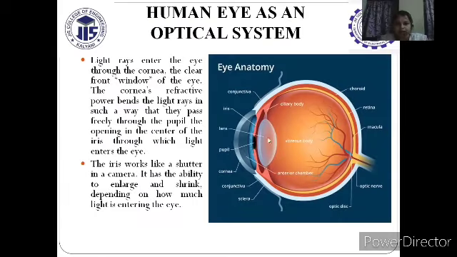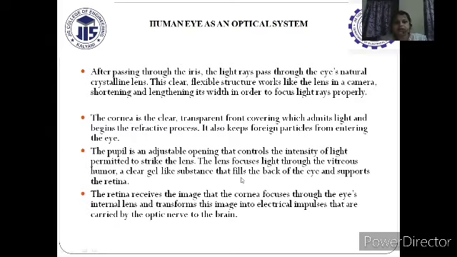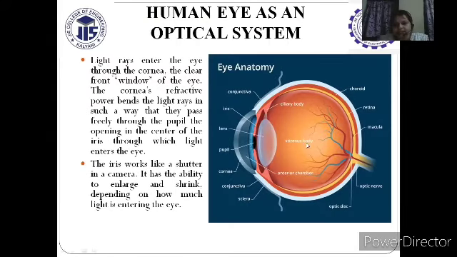The cornea is a very clear and transparent front covering which admits light and begins the refractive process. It also keeps foreign particles from entering the eye. After that, light enters the vitreous body, which is filled with vitreous humor, a jelly-like material. And after that, it reaches the retina.